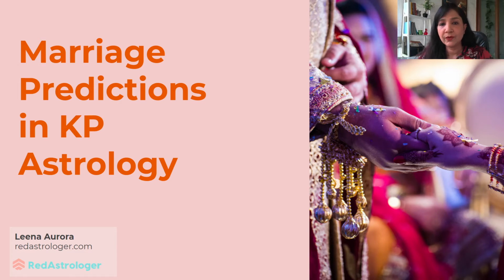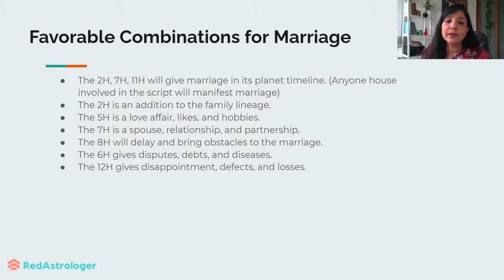Remember these points, and you can check my blog on KP rules for complete knowledge. It is always better to have complete knowledge about the topic and then apply it on horoscopes. Now let's start with the combinations to check marriage as per the KP system.